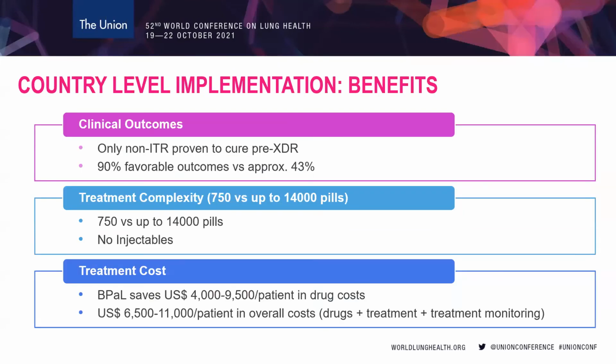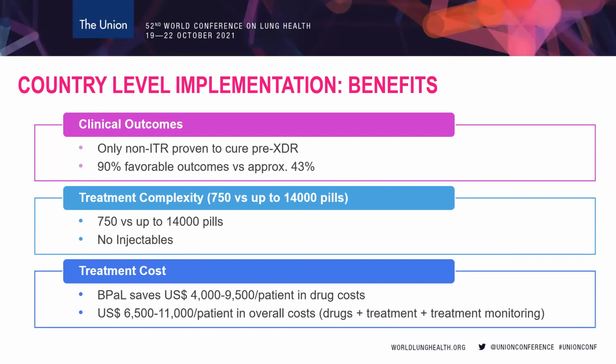When we get to country level implementation specifically, when a country decides whether or not to implement the BPaL regimen above what they currently have available, there are some things that they need to take into consideration. Firstly is the clinical outcomes they are achieving with the current regimens, which is very much in favor of the BPaL regimen, as it's currently showing a 90% favorable outcome in the studies that have been done, in comparison to approximately 43% favorable outcomes that's generalizable across the current available regimens. Obviously, this differs from country to country.